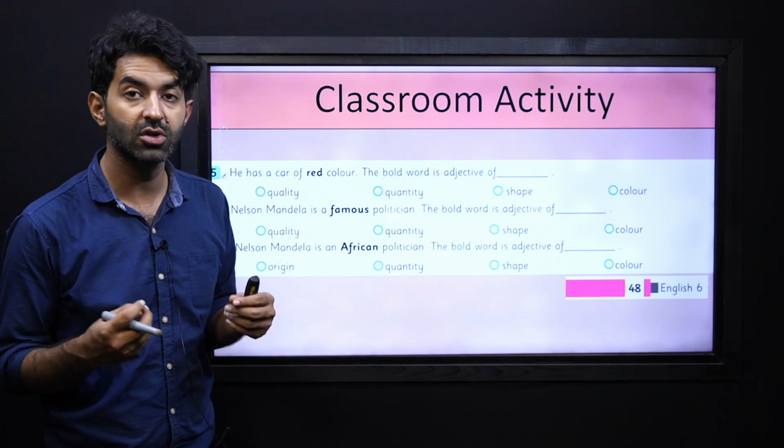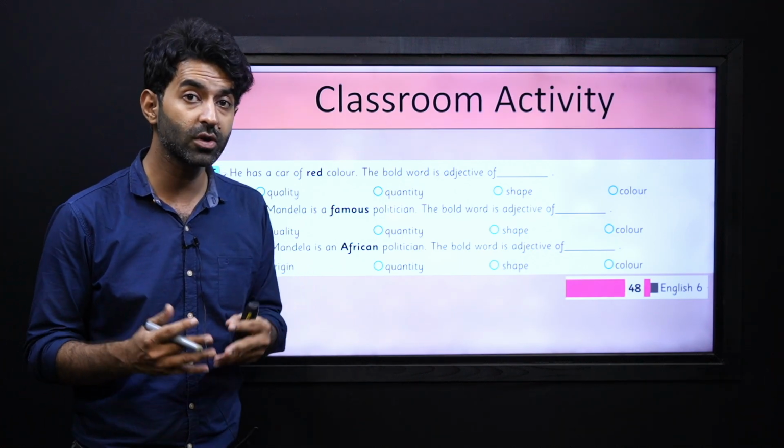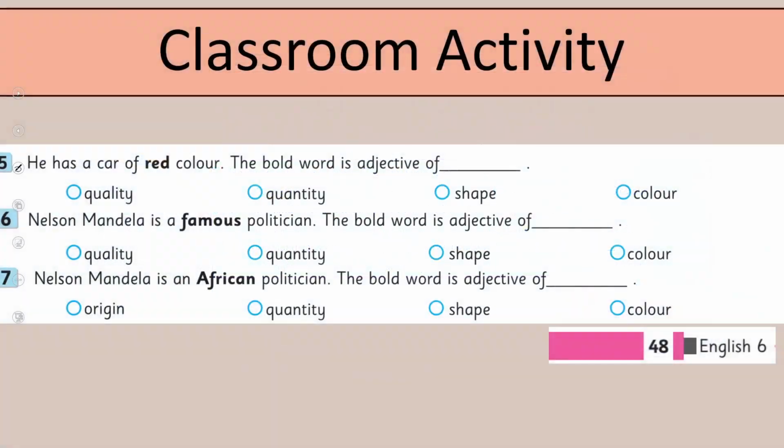Okay, next page, let's solve it together. You can open your books as well if you are not seeing it correctly anyway. Number 5 is, he has a car of red color. Simple, it is describing the word color, right? So this is the right option. Nelson Mandela is a famous politician, and the bold word that we have over here is quality.